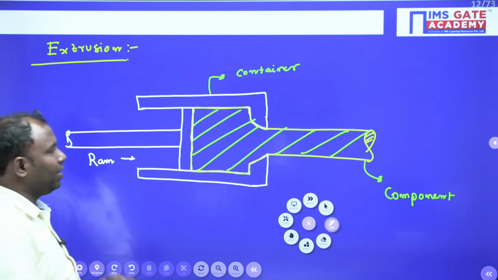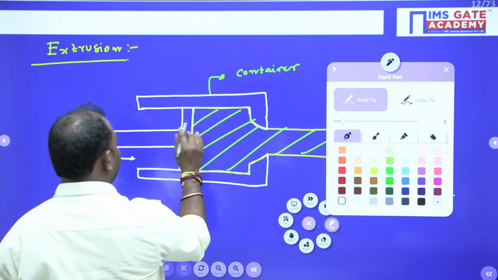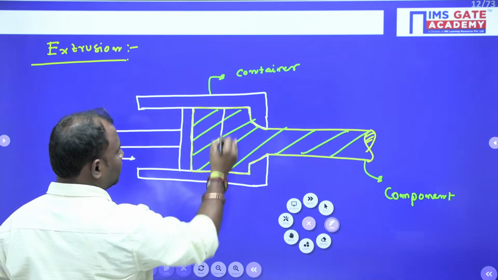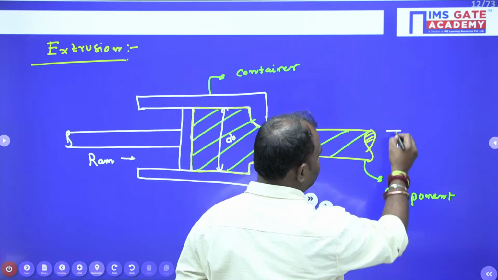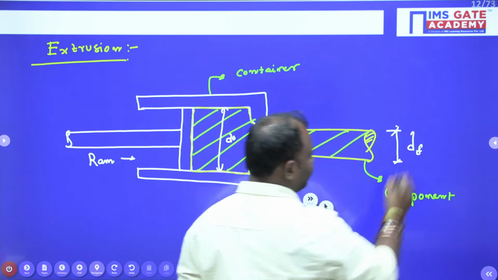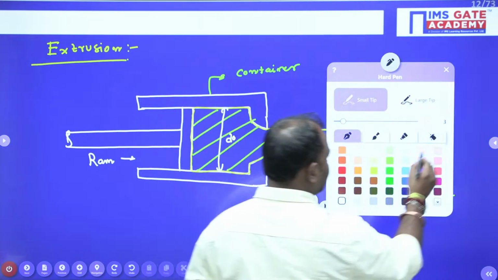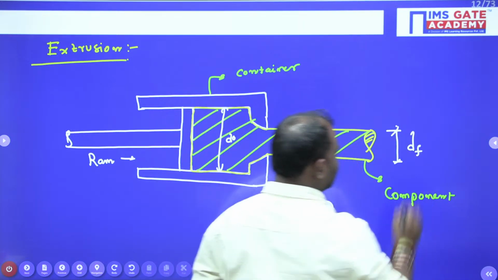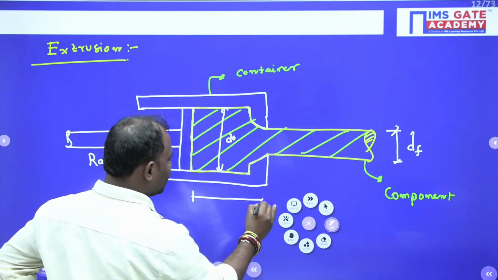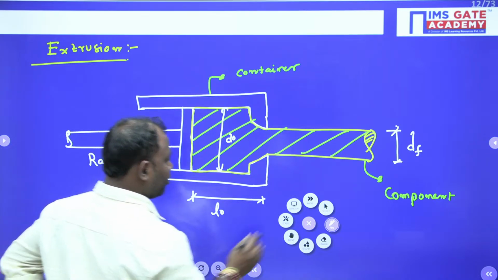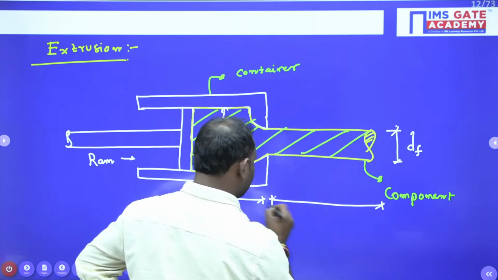Now, in this case, what happened? This is the billet material, and its initial diameter I'll show as D0. Now, the final diameter of the channel is DF. So it is the extruded component diameter. Now, here say it is the initial length of the workpiece, and here it is the final length of the workpiece.